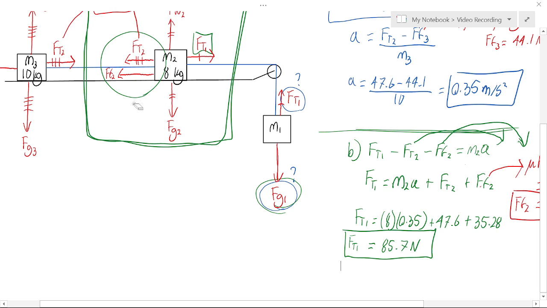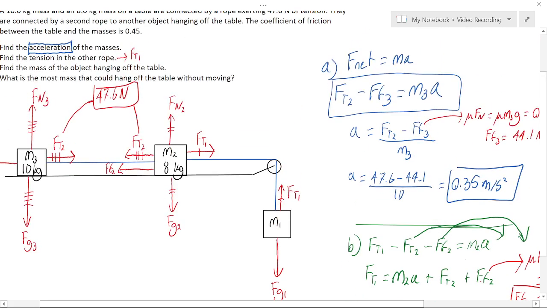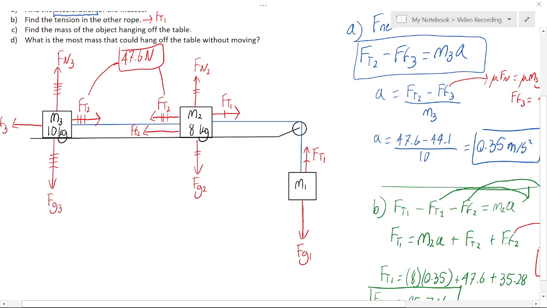Okay, let me clean up my workspace a bit here. And part C, sorry, not lastly. Part C is asking for the mass of M1.